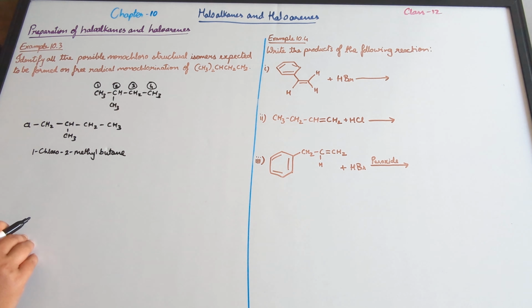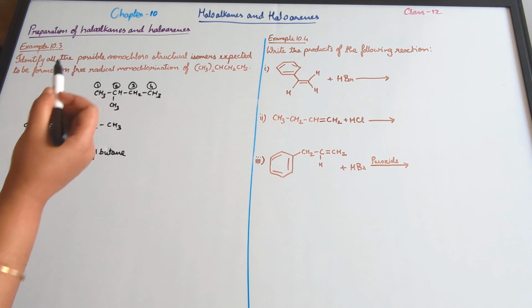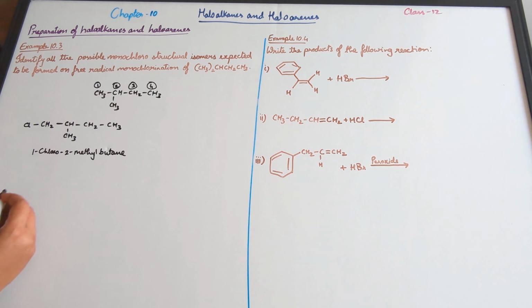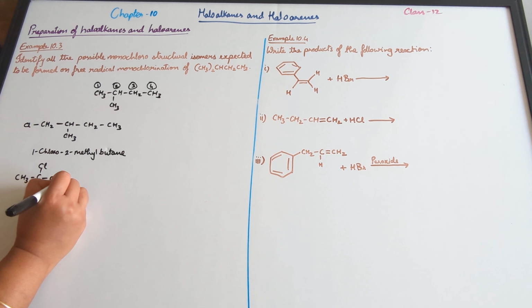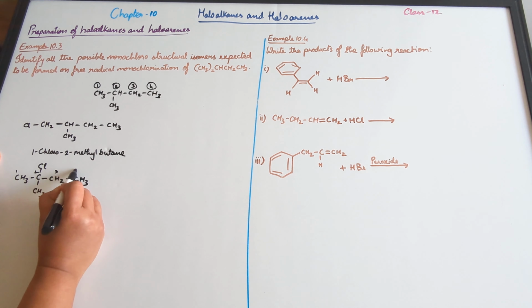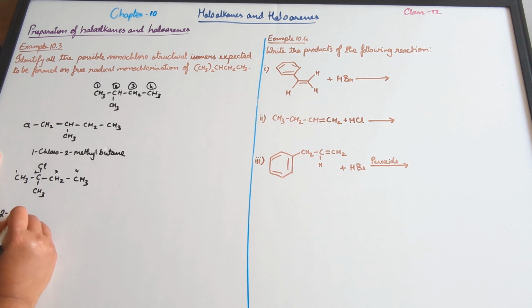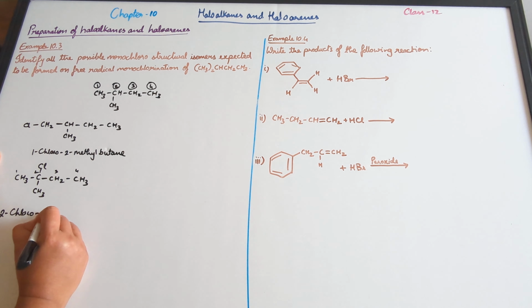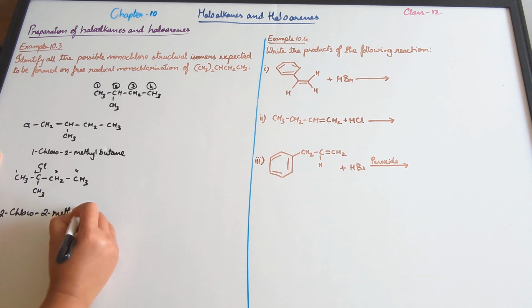Next, when the second carbon has one of its hydrogens replaced by the chlorine atom, we get CH3, C, Cl, CH3, CH2, CH3. If you wish to, you can pause the video at this point to write the name of this compound. The numbering again stays the same. This is 1, 2, 3, 4. So 2-chloro-2-methylbutane.